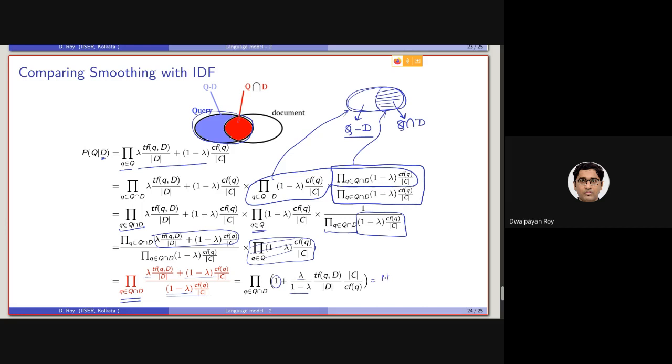We can also write it as the product over all query terms in the document of 1 plus lambda into lambda by 1 minus lambda into the probability of the query term given MD, divided by the probability of the query term given MC, because this is basically 1 by the probability of the query term given MC, isn't it? This part. And introducing this logarithm, we will be basically computing their summation.